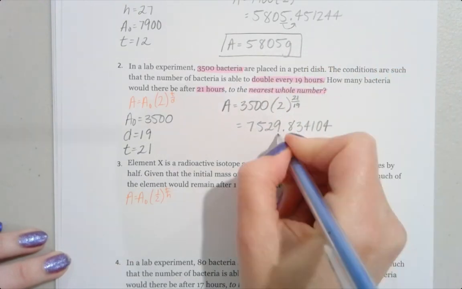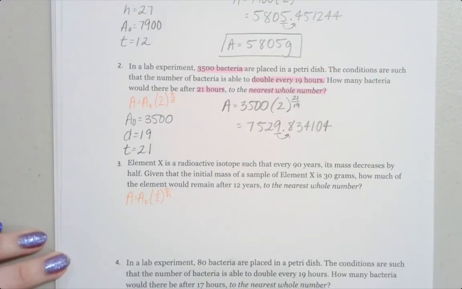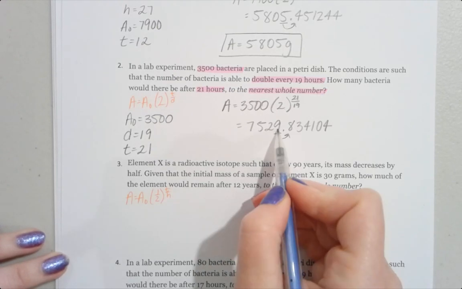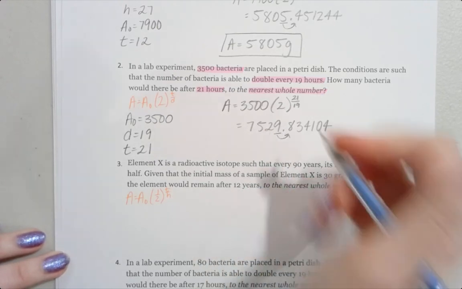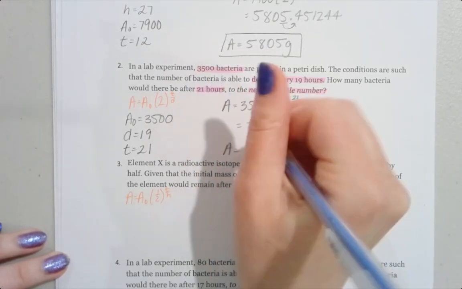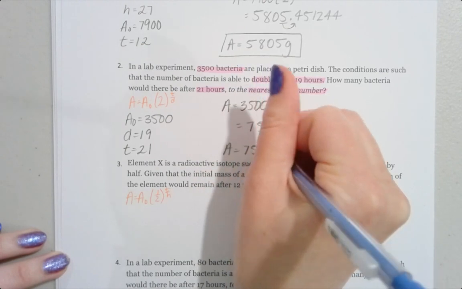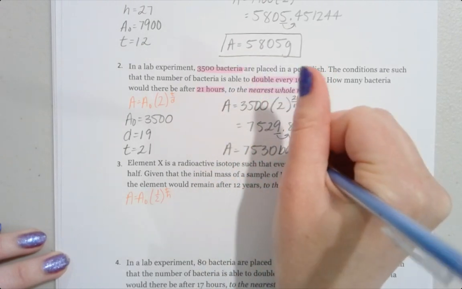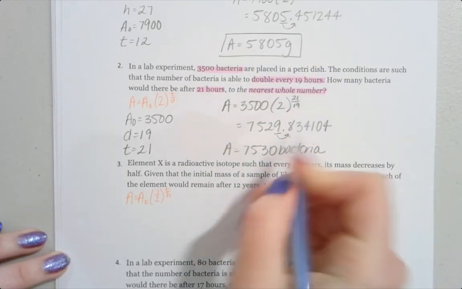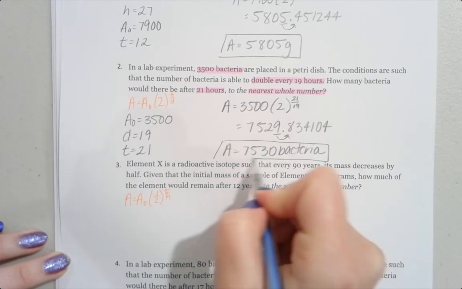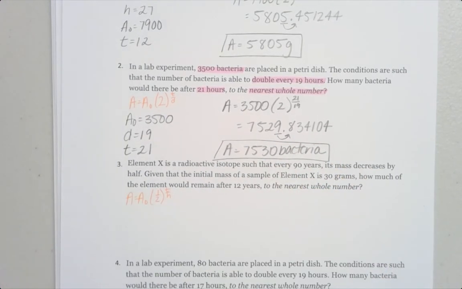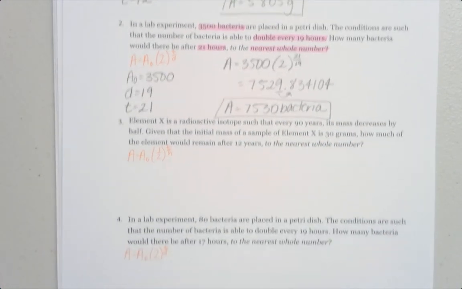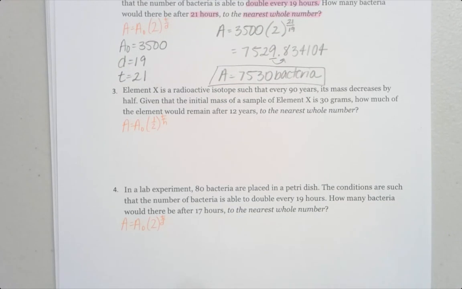It says round to the nearest whole number. That 8 is enough to tell us to go up, but since this is a 9, 29 is going to round up to 30. So we've got 7,530 bacteria, which makes sense because we are increasing, we are growing, and it's more than the original amount. All right, let's do one more of each and then we'll call it quits for the week.